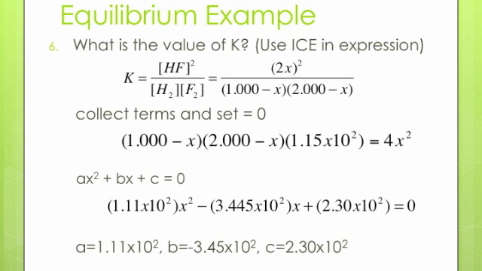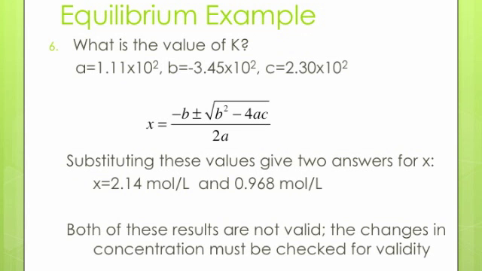In step 6, we will substitute the equilibrium concentrations we just solved for back into the equilibrium expression and solve for the unknown. It should look like 1.15 times 10 to the second equals 2x squared divided by 1 molar minus x times 2 molar minus x. When you simplify this equation with PlySmlt, you should get A equals 1.11 times 10 to the second, B equals negative 3.45 times 10 to the second, and C equals 2.30 times 10 to the second.